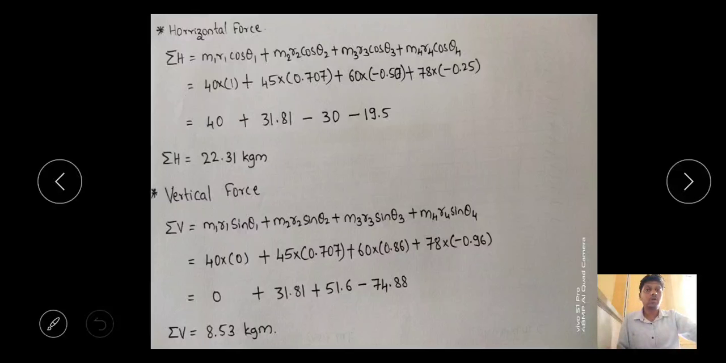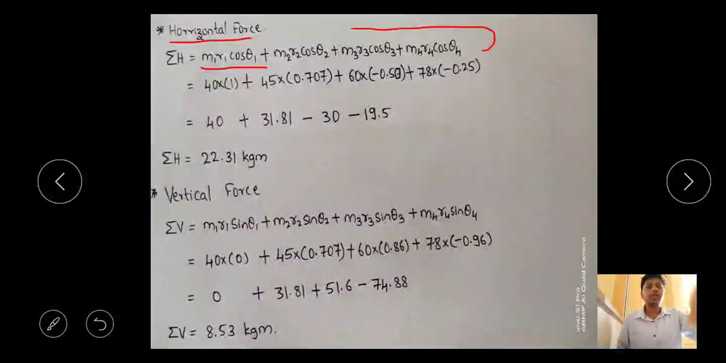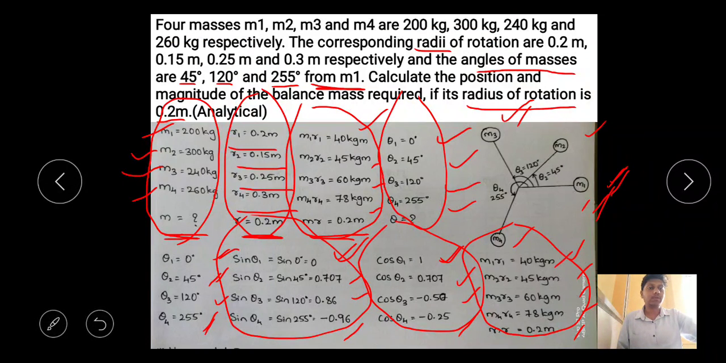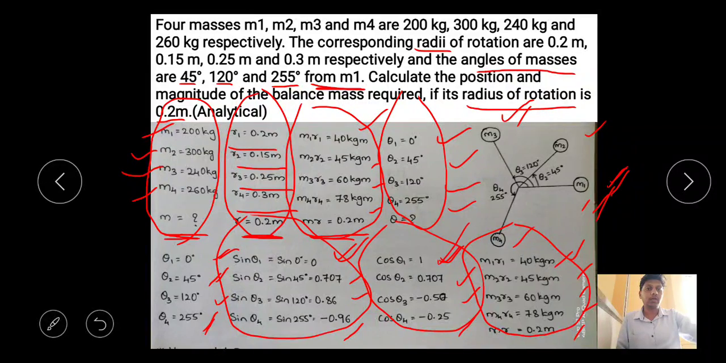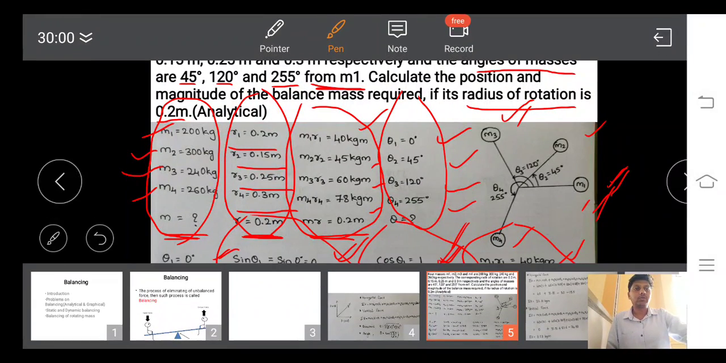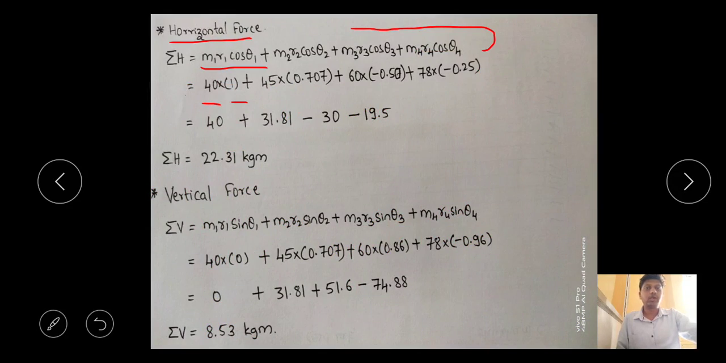So now, what is the horizontal component? You know that the horizontal force delta H is equal to M1 R1 cos theta 1, M2 R2 cos theta 2, M3 R3 cos theta 3. In terms of cos the whole formula will come. Now what you have to do? M1 R1 you have found out is 40. So you just substitute here 40 into cos theta 1, which is 1. So 40 into 1.